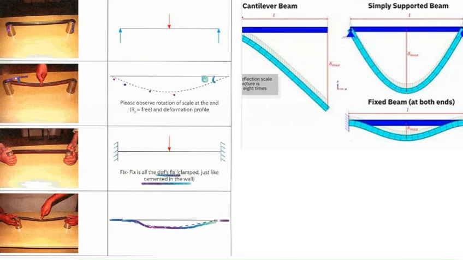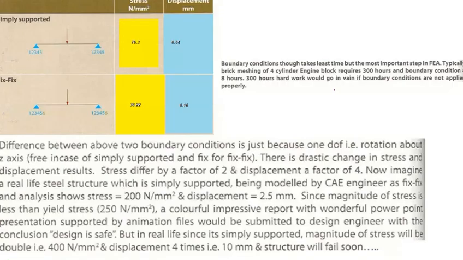And here we can see the cantilever beam. It has the deflection delta max. This is the pattern of deflection, and the deflection scale is almost 8 times. And the simply supported beam deflection is like this, and the fixed beam deflection is like this. Here mainly we have to see the simply supported beam.